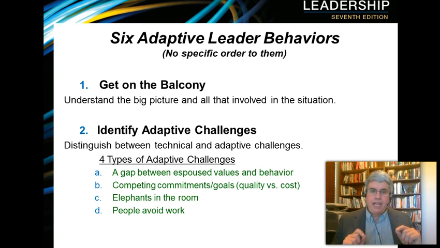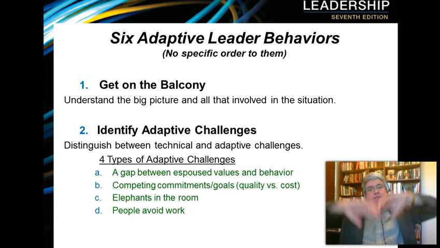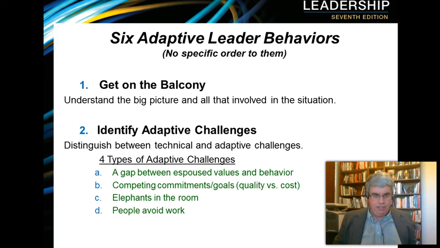So there are 6 adaptive behaviors that a leader needs to perform in no specific order. They're not like steps or anything. They're things that should be going on pretty continually when a group or an organization needs to respond to adaptive challenges. The first leadership behavior is called get on the balcony. And that's the idea of pulling oneself away from the details of the work and getting the big picture of everything that's involved in the situation. So the leader is responsible for getting the big picture of everything.